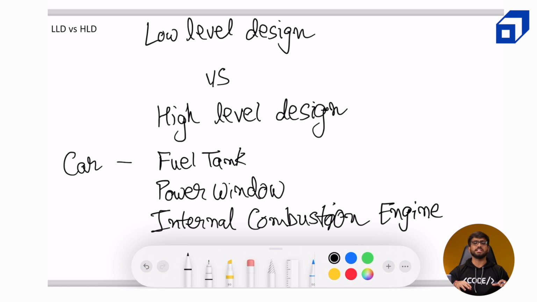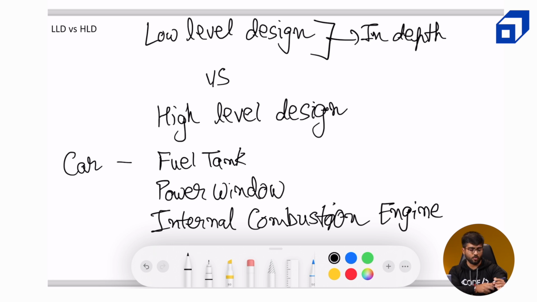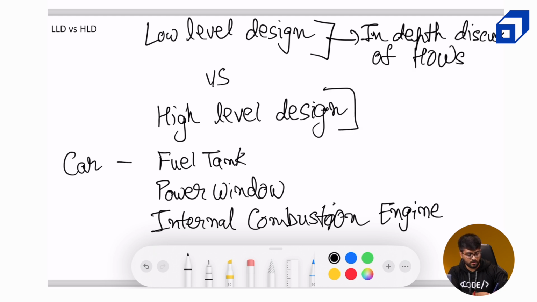So all those deeper discussions will happen in a low level system design, wherein we will define how these systems are actually interacting with each other. So in low level design, in-depth discussions of the hows are happening. Not the homes, I'm talking about the how part: what is actually happening, how it is happening inside that particular system. In-depth discussion of how things are working under the hood.